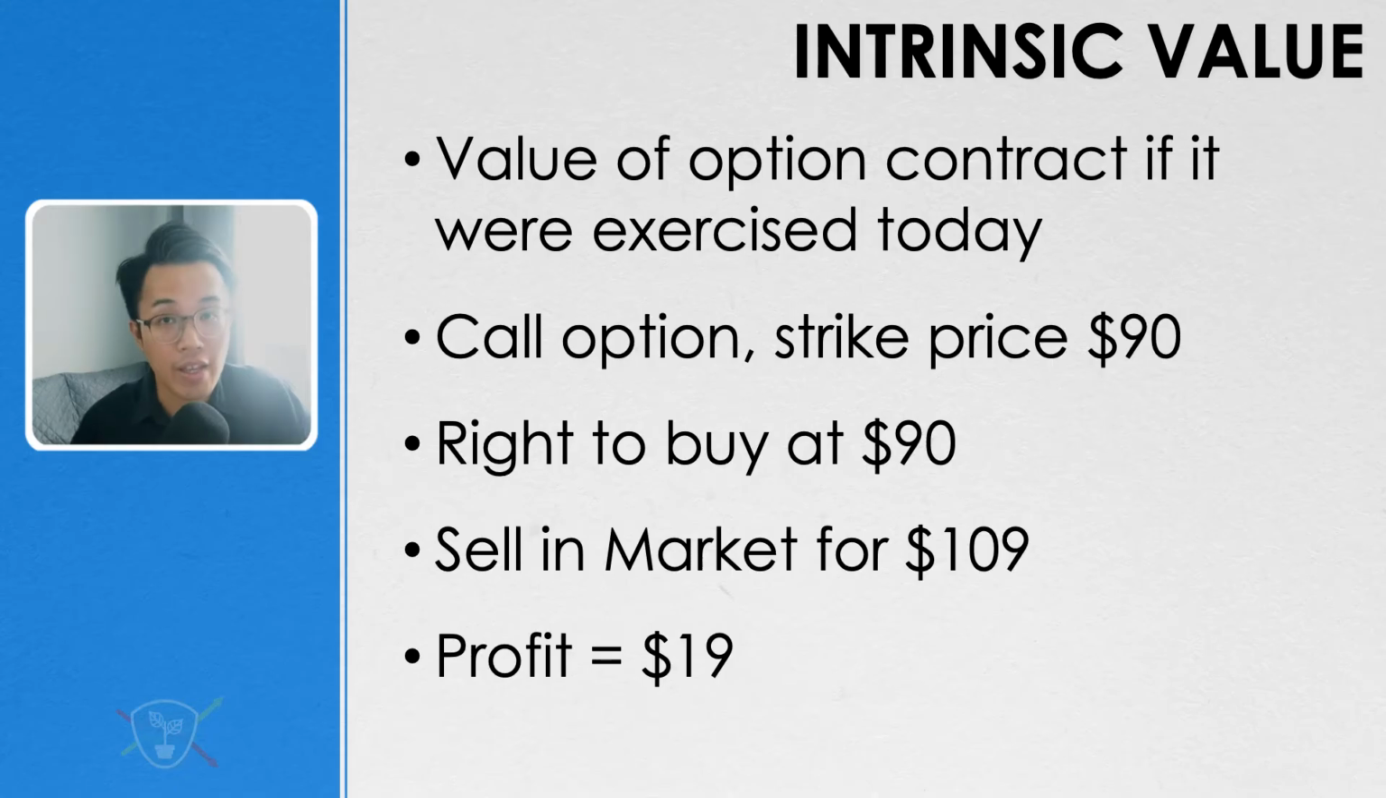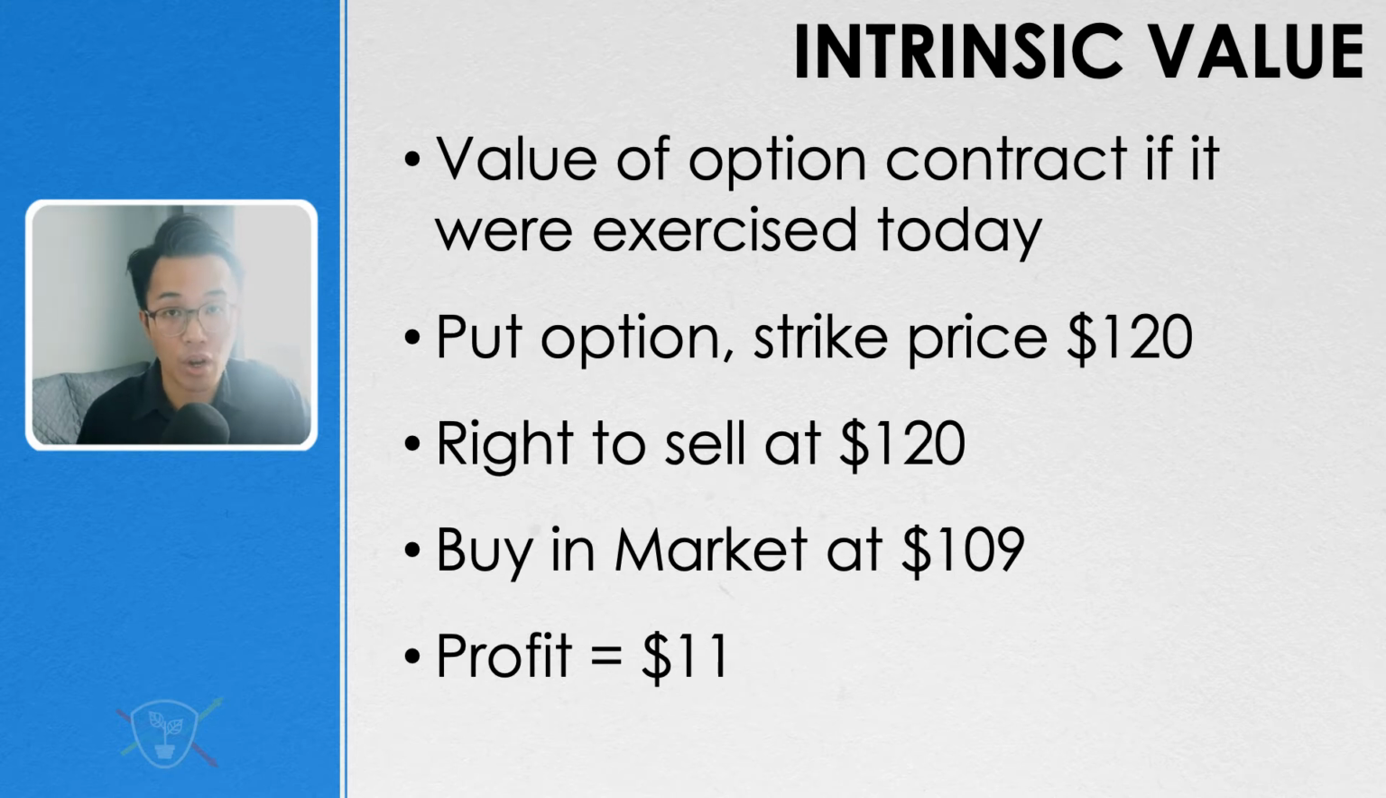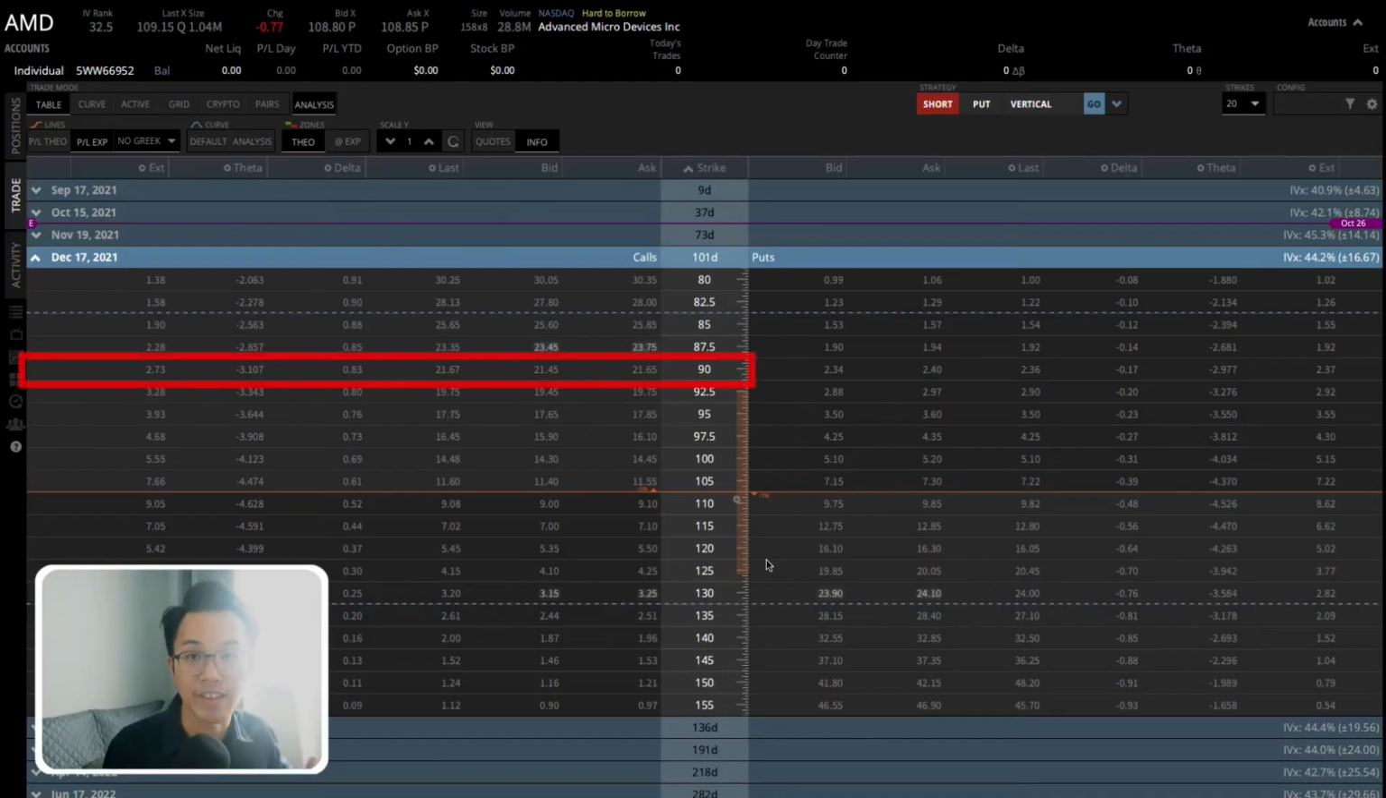Wow, doesn't this sound like an amazing deal? If we buy in-the-money call options, we can always buy shares cheaper than the current market. If we buy in-the-money put options, we can always sell shares above the current market. Isn't that fantastic? So let's go and buy one now. I'm going to buy the $90 call option. I will straight away make a profit of $19. That sounds really awesome. Let's do it now.